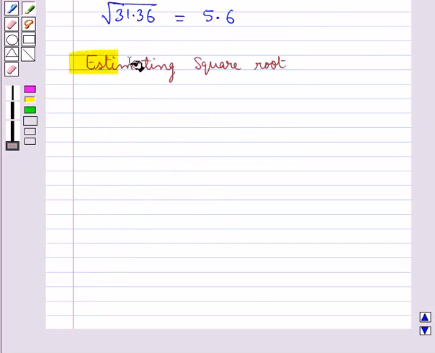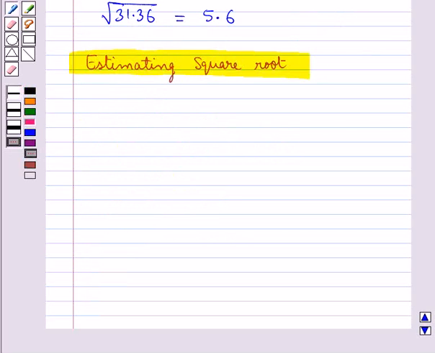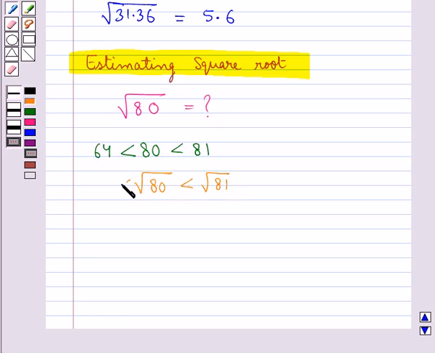Next, we have estimating square root. Suppose we need to estimate the square root of the number 80. Let's see how we do this. Now, this number 80 is less than 81 and it is greater than 64. Then we have square root of 80 is less than square root of 81 and is greater than square root of 64. That is, square root of 80 is less than 9 and it is greater than 8.